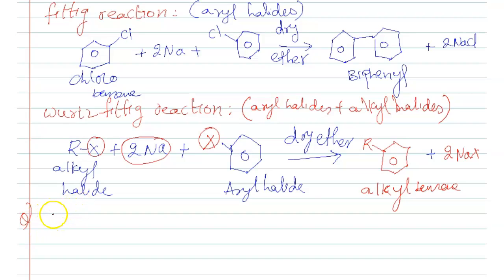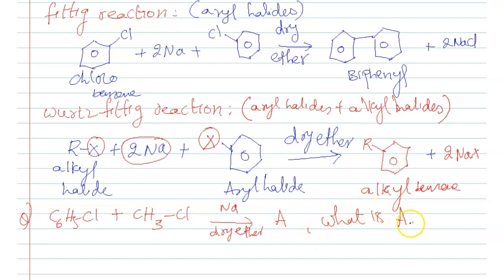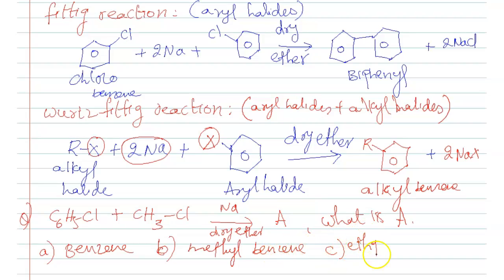C6H5Cl, C6H5 means benzene ring, with CH3Cl, sodium, dry ether gives A. What is A? Answer: A, benzene. B, methyl benzene. C, ethyl benzene. D, all. So what is the answer, students?